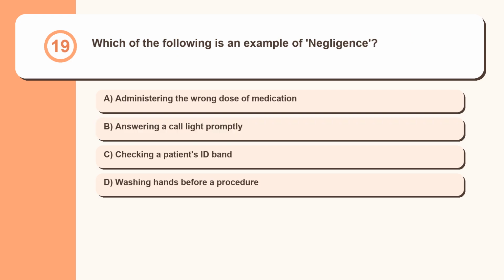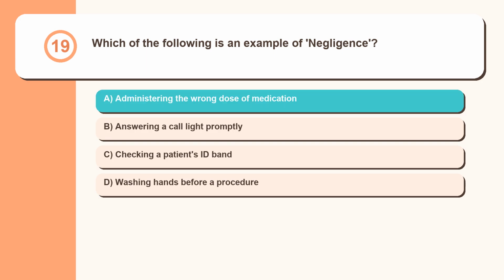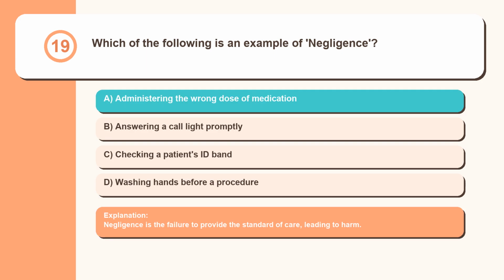Question 19. Which of the following is an example of negligence? Administering the wrong dose of medication. Answering a call light promptly. Checking a patient's ID band. Washing hands before a procedure. Negligence is the failure to provide the standard of care, leading to harm.